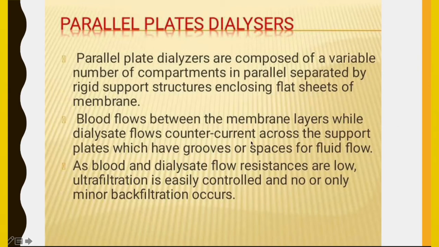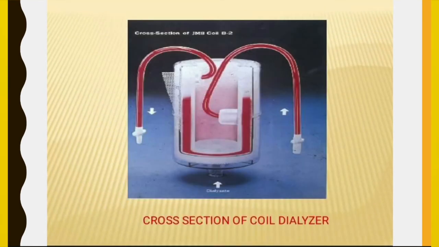So this was the chief difference between the coil dialyzer and the parallel plate dialyzer. Here in one membrane layers the blood used to move. On the other hand, in the supporting structure the dialysate was able to move. Here, as the blood and dialysate flow resistance are low, the filtration is easily controlled and no or only minor backfiltration occurs. So this was a further advancement because we were able to calculate the ultrafiltration more easily, it was easily controlled, and there was very low backfiltration, which was not the case in the coil dialyzer.